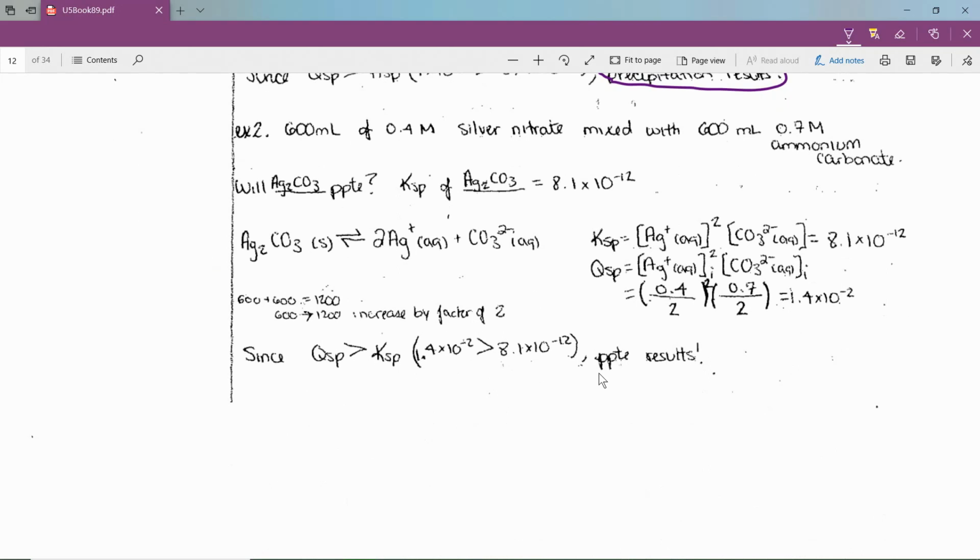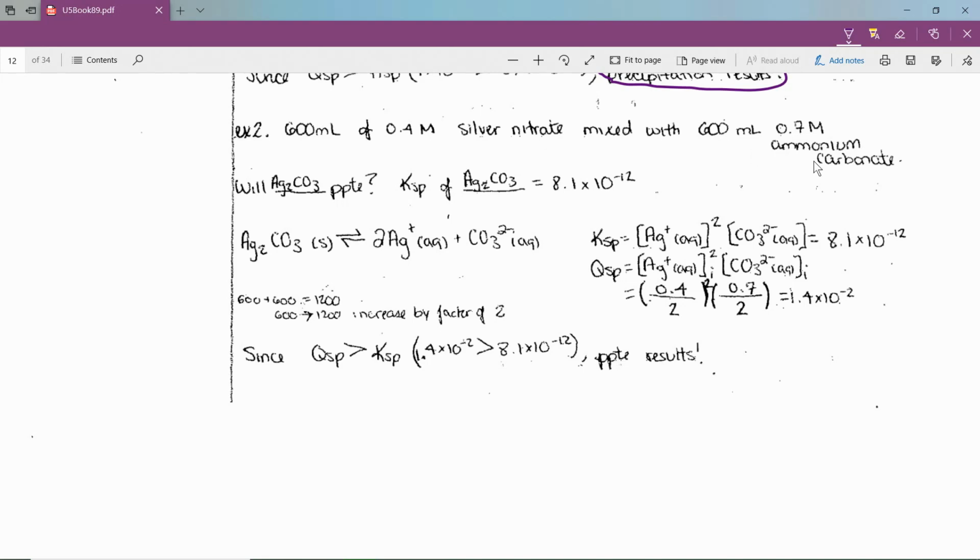We're going to have silver nitrate and ammonium carbonate. Those are both soluble. I know that because I'm talking about volumes of them. 600 mL of 0.4 molar silver nitrate and 600 mL of 0.7 molar ammonium carbonate. Once I realized that I have 600 mL of one and 600 mL of the other, I don't actually do anything with the number 600. The point is that those numbers are equal. That's why we do that dividing by 2 in the QSP.